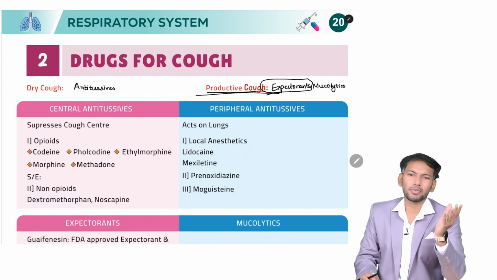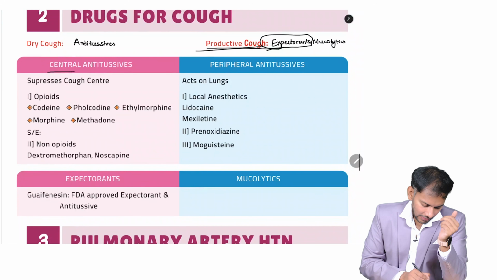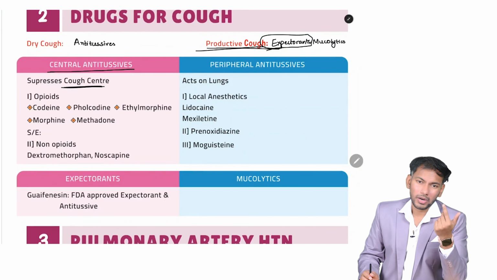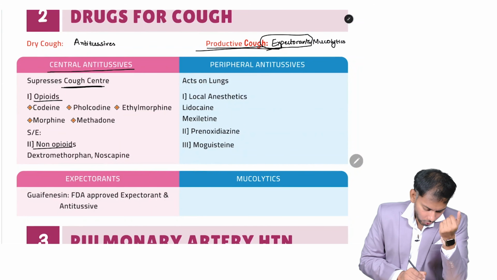Now you have to remember a few names. We'll see central antitussives, they suppress the cough center. In this we have two kinds of drugs: opioids and non-opioids.